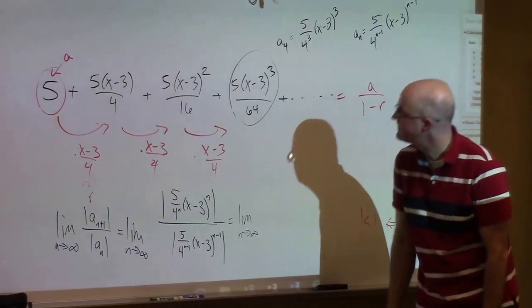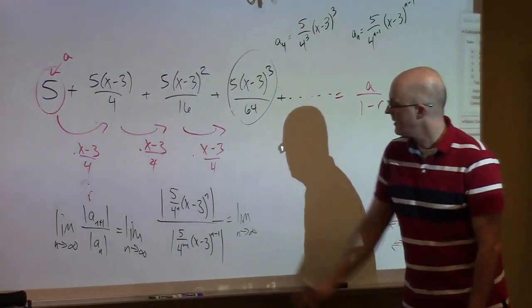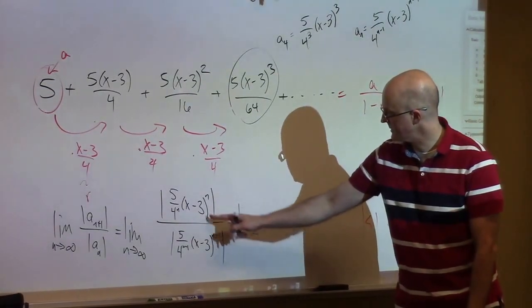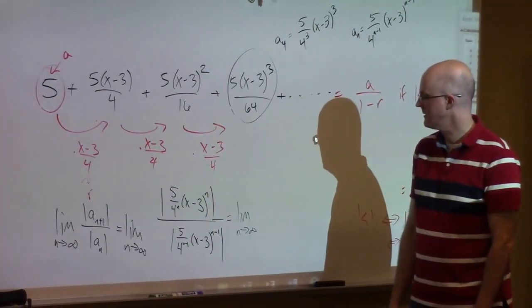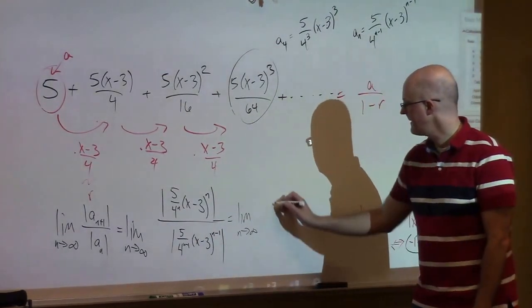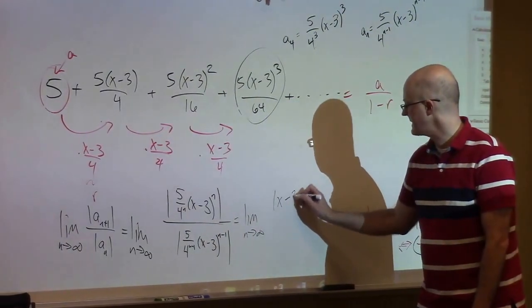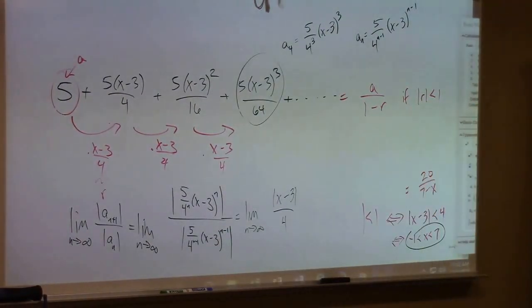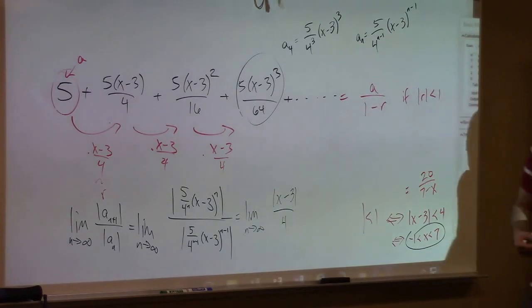What cancels? The 5s cancel. All the x minus 3s cancel except for one of them up top. All the 4s cancel except for one of them. You're going to get the absolute value of x minus 3 over 4.